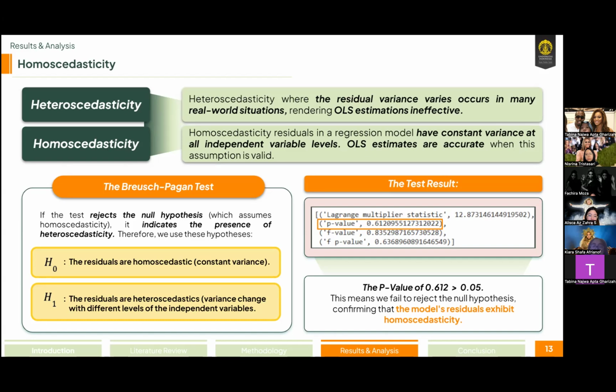Breusch-Pagan test, where if the test rejects the null hypothesis, which is that the residuals are homoscedastic, it indicates the presence of heteroscedasticity. And the alternative hypothesis is that the residuals are heteroscedastic. After we conducted this test, we got a result of 0.612, which is more than 0.05. Therefore, we fail to reject the null hypothesis, so we can conclude that the model's residuals exhibit homoscedasticity.